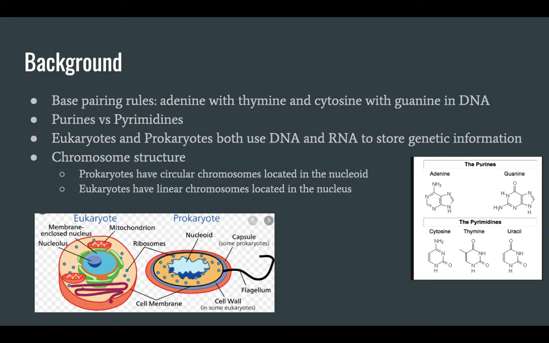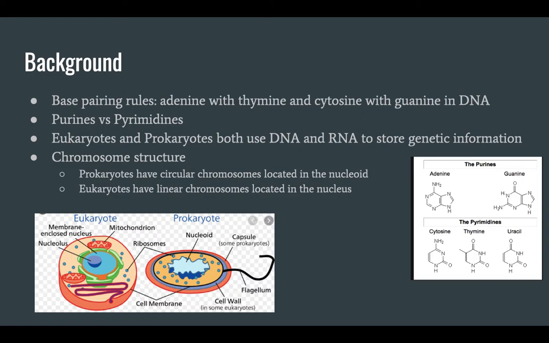Looking at the width of the DNA double helix, there's only enough width or space for a purine to pair with a pyrimidine. If a purine pairs with a purine, then that's too big and that doesn't fit within the double helix. And if a pyrimidine pairs with a pyrimidine, that is too short and it falls short of the required width within the double helix.